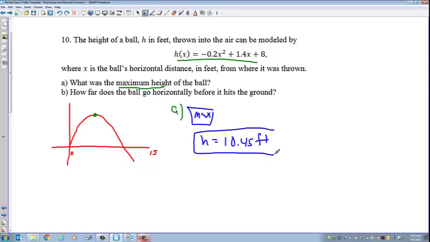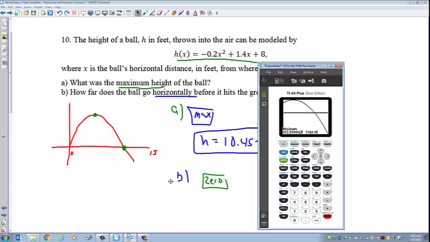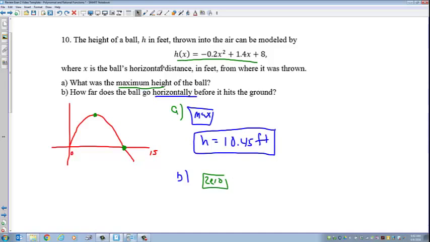That's the maximum height. And then in part B, it says how far does the ball go horizontally before it hits the ground. All right, so on this one, they're looking for where it hits the ground right here. And so that's where you have to find the 0. On my calculator, or you could also write down the formula, you're taking the formula here, negative 2.2x squared plus 1.4x plus 8, and setting it equal to 0 and solving for x.